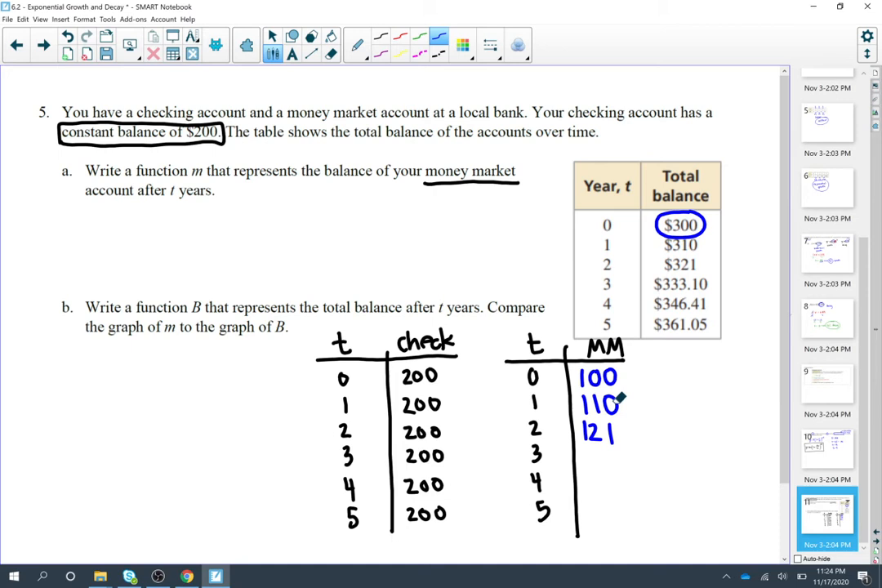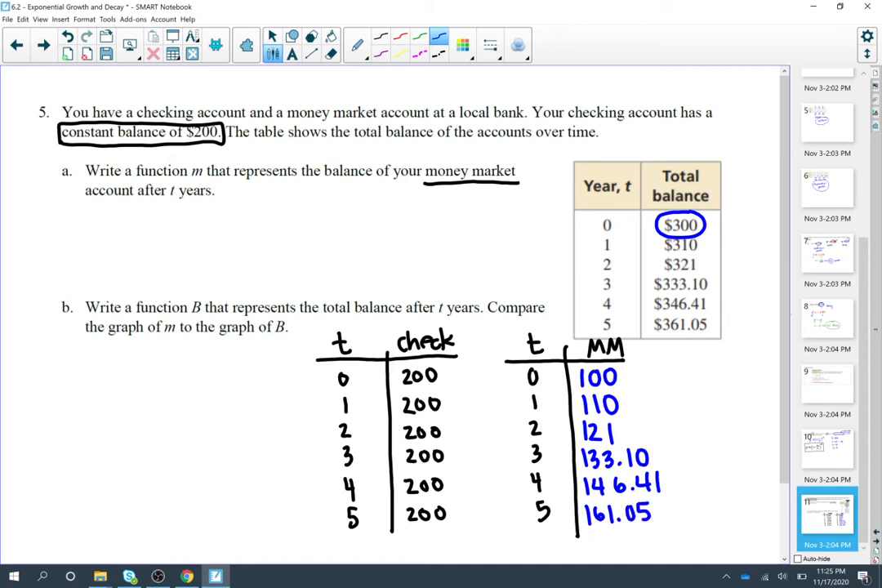Year 3, $333.10 minus 200 is $133.10. Year 4, 346.41 minus 200 is 146.41. And then year 5, 361.05 minus 200 is 161.05.